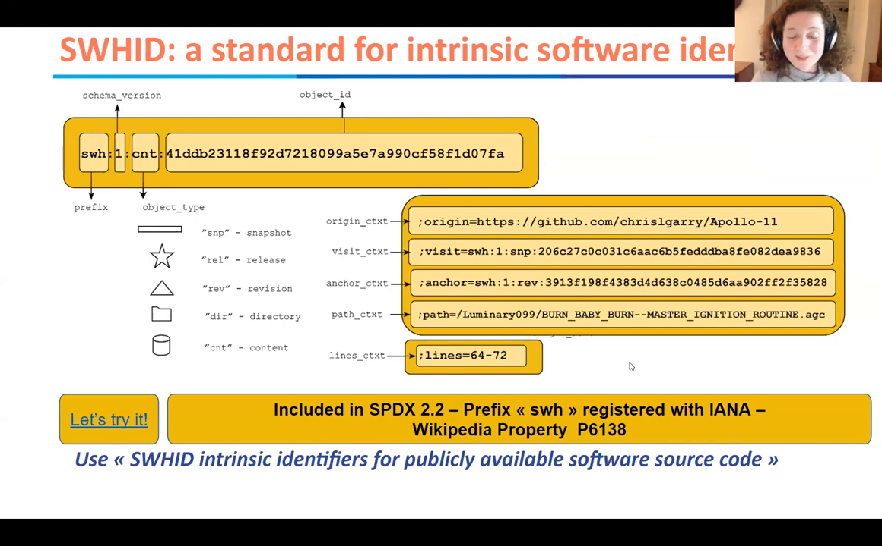So what I'm here to say is: use SWHID intrinsic identifiers when you can, to identify publicly available software source code. That's not enough for many use cases, as you will see in the software identification output, but it's a good way to reference archived objects. This is it. Thank you.